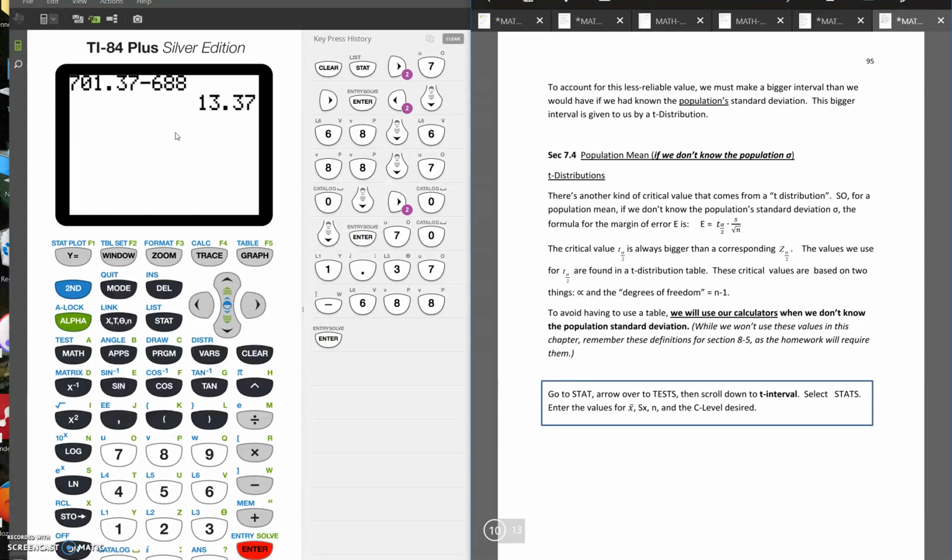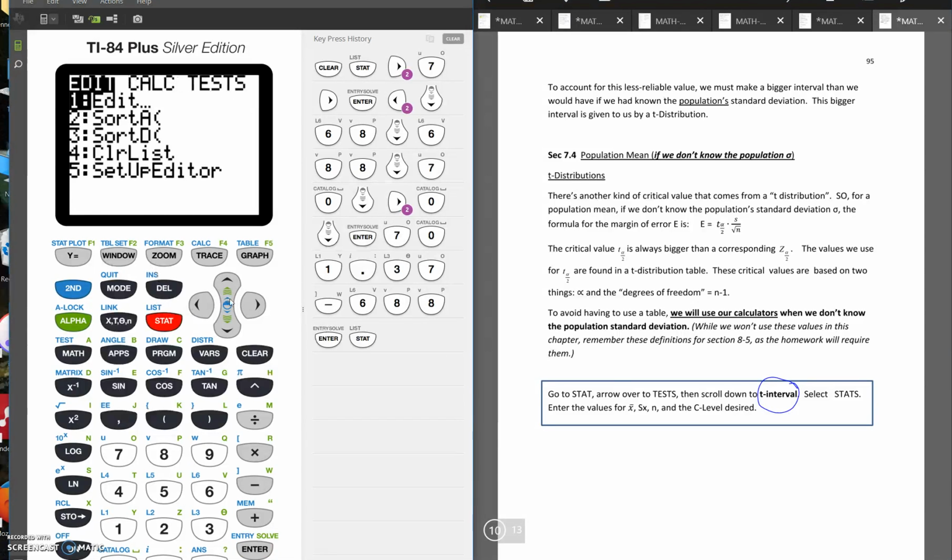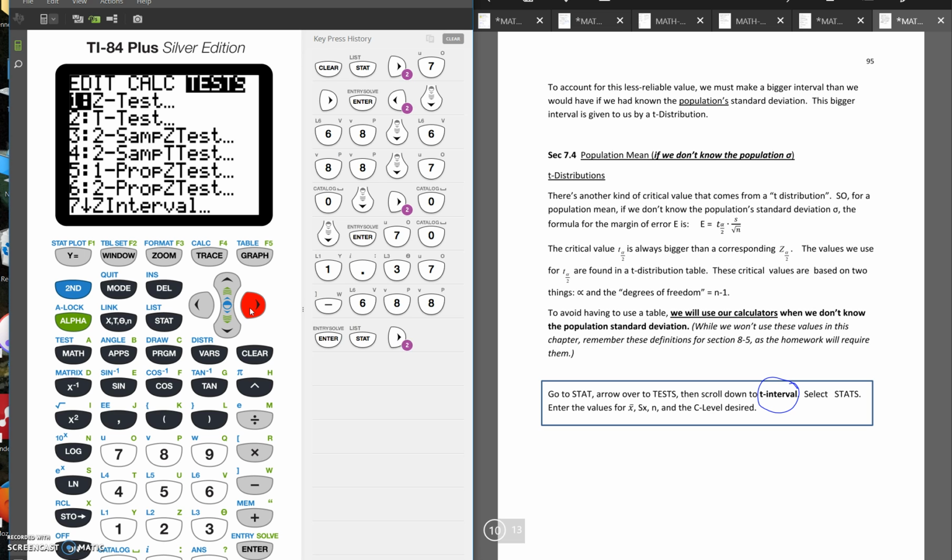So we're going to use our calculators to do this too. This is going to be a T interval. You're going to find it the same way. We're going to do stat, go over to test, and do T interval, which I think is down at number 8.